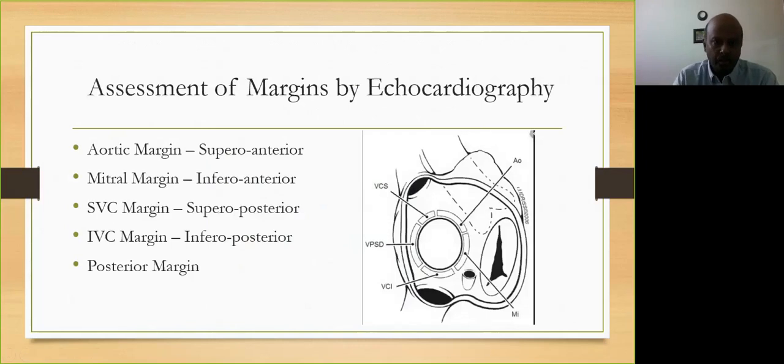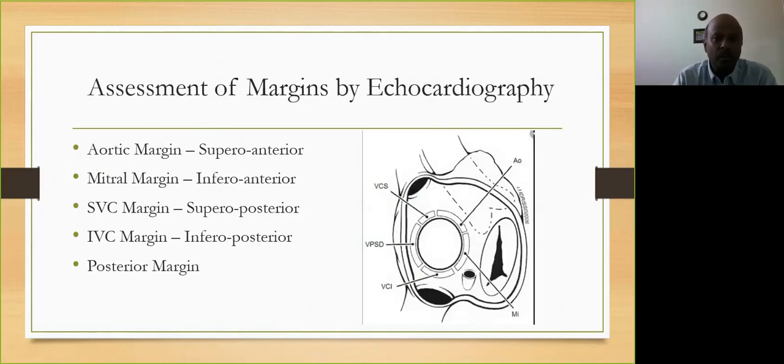Being pediatric cardiologists and being eager to close many of these holes, it's important to know the margins so that you are able to assess by echocardiography the suitability of the defect for device closure versus non-device closure.